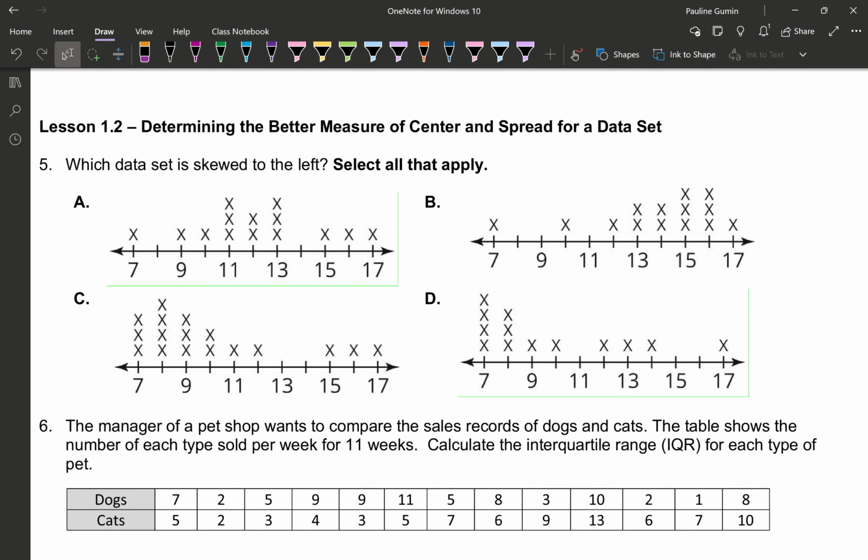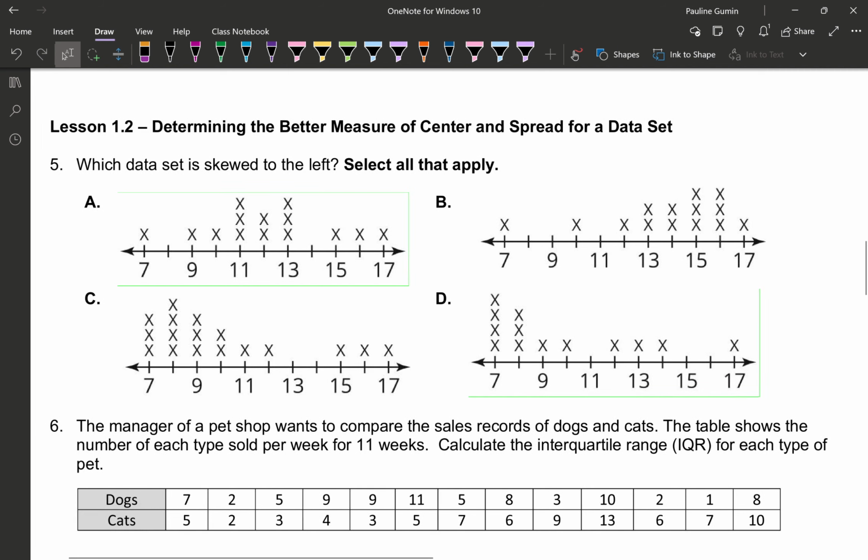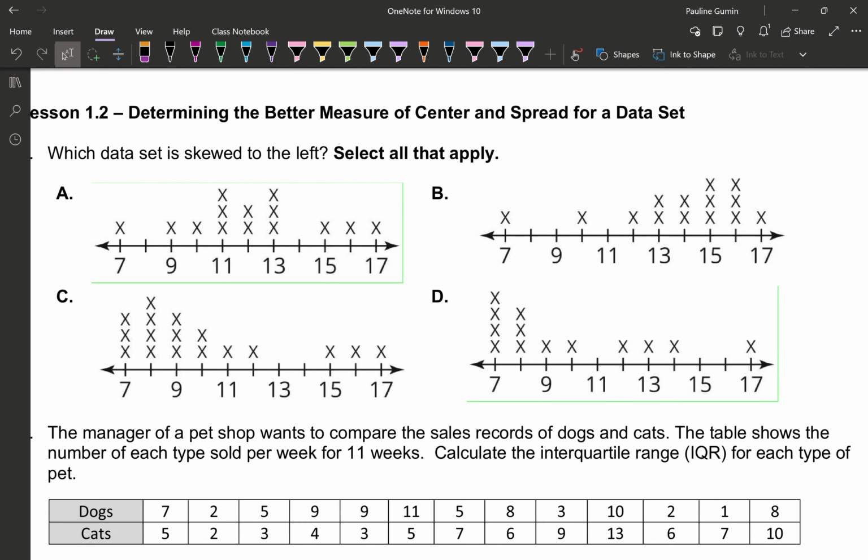All right, number 5. Which data set is skewed to the left? Select all that apply, meaning there could be more than one answer. Let's go through these and see which is skewed to the left. Remember, if it's skewed to the left, that means our median is on the right side, which means our mean is on the left. So skew is about the mean and the location of it. When the mean is on the left side, it gives the hill of the spread of our data.